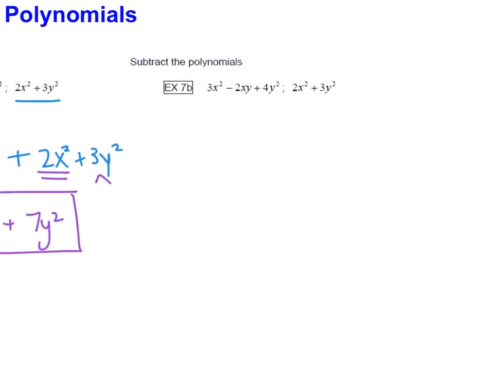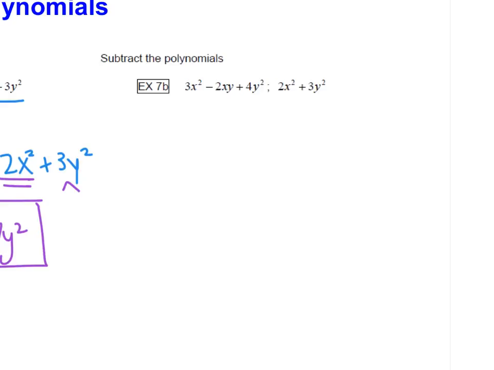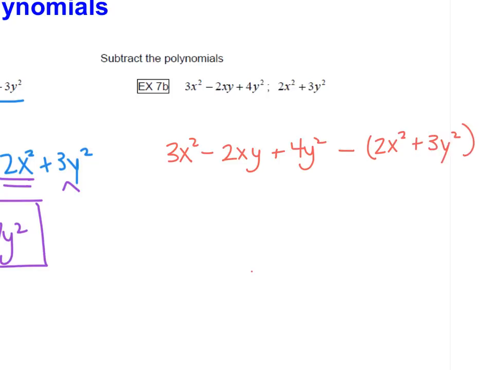Subtracting polynomials, this is where people tend to have different answers. And let me show you what happens here. We have 3x squared minus 2xy plus 4y squared. And what we're doing is we're subtracting this whole polynomial, 2x squared plus 3y squared. Now the reason why I put parentheses around that is because we are subtracting a 2x squared and we're subtracting a 3y squared.